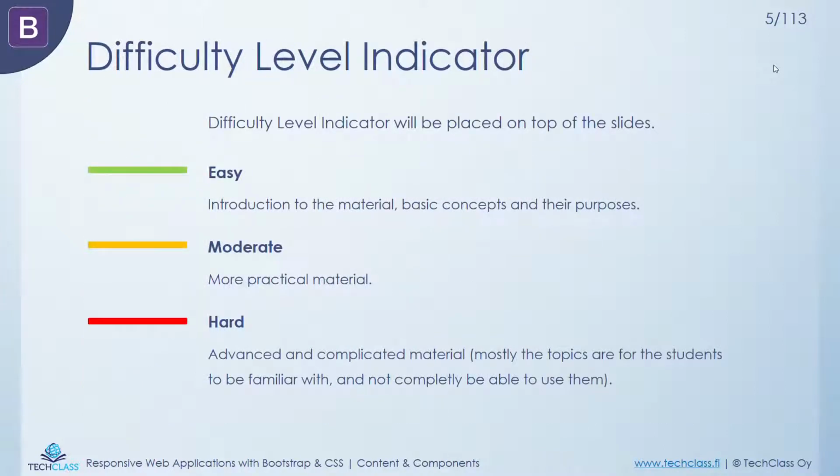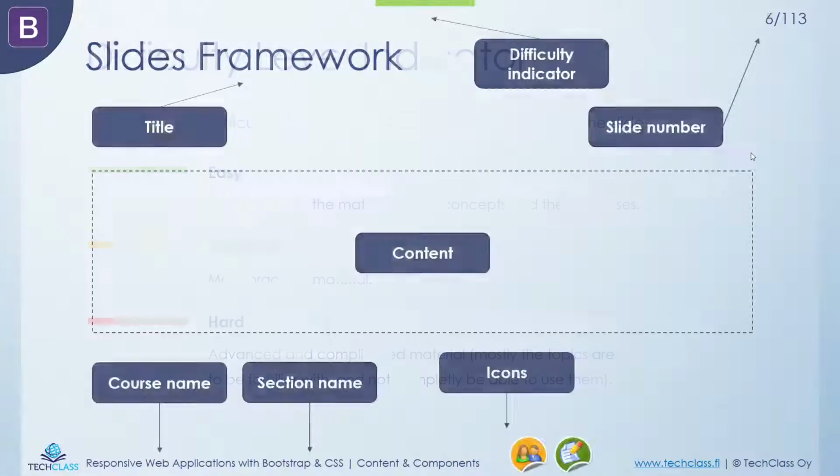We divided the material of the course into 3 different difficulty levels. Some students would like to just get familiar with the whole concepts, and some others would like to find out more about the harder and more in-depth material. So it's also up to them how deep they want to gain their knowledge. And here is the slide framework. You can see the title here, difficulty level indicator, the slide number, the content, the course name and section name, as well as the icons, which we talked about.